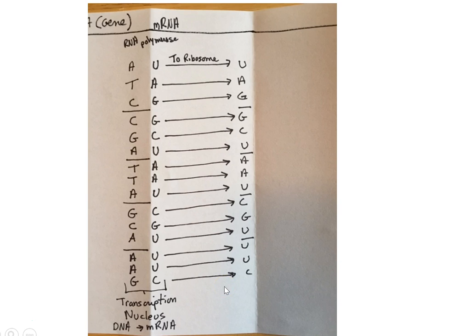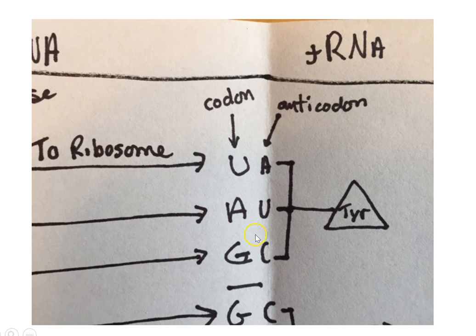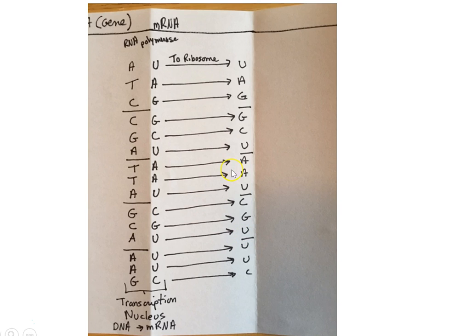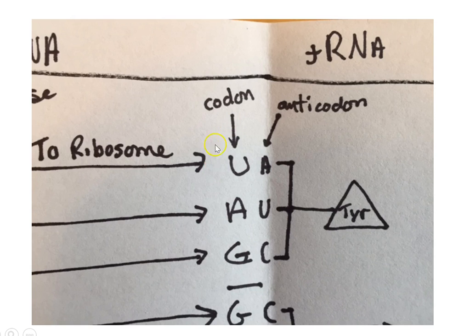Okay, now what's going to happen? Where I am on this drawing, just so you know, is right here. I'm showing you what's going to happen with the instructions for the first amino acid. Every three nucleotides on the mRNA, the instructions for one amino acid, is called a codon. So UAG, that's the instructions for one amino acid, that's a codon. The next three, another codon.